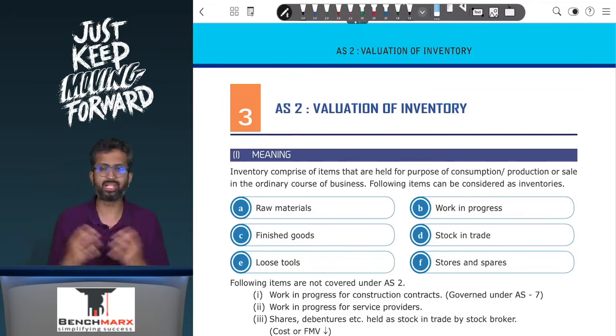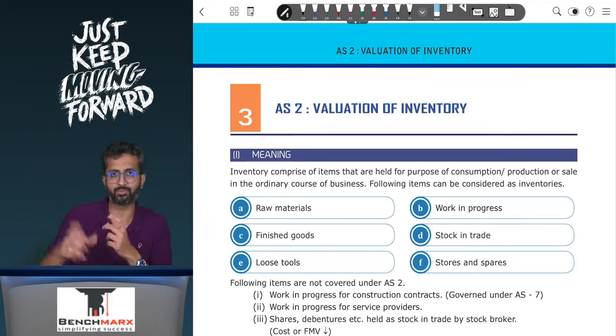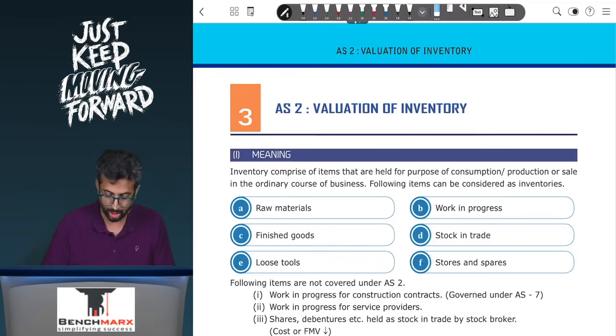However, that is not it. I might be holding, let us say, materials like tires, steel, plates, etc. All of these are raw materials that I am going to consume to make that car, and these are also treated as inventory. So when I look at inventory, there are 6 broad headings covered under inventory. Items which are held for the purpose of sale, like finished goods for a manufacturer or a stock in trade, let us say for a trader, this is definitely inventory.